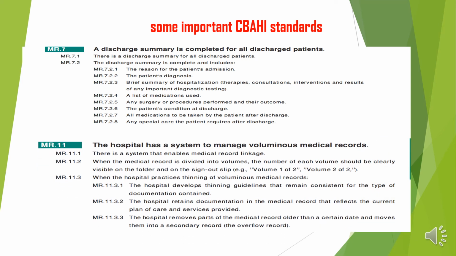Another medical record standard, number 11, a very important one: we have to have a system that enables medical record linkage. We are talking now about voluminous medical records. We have a very, very big, huge medical record. Some patients, like chronic patients, especially, for example, sickle cell anemia, can visit the hospital daily or 2 times a day. Bronchial asthma patients can visit the hospital too much. So you can find their files in a big and huge file.